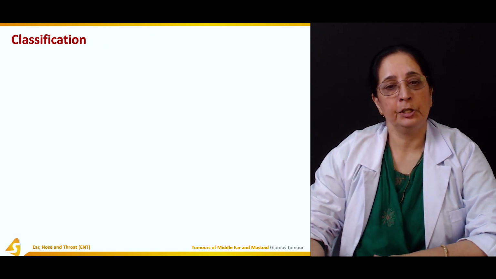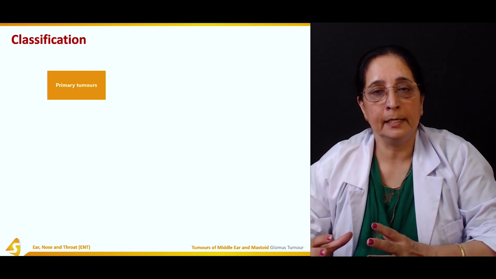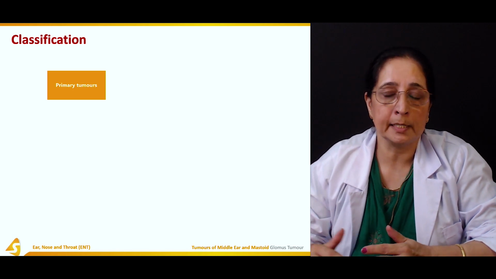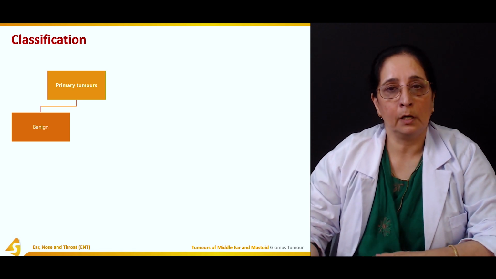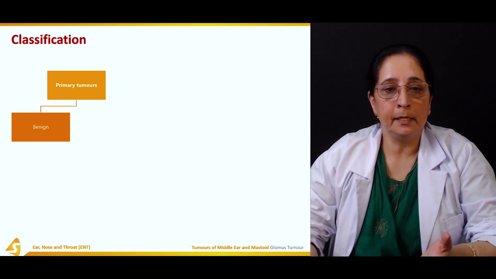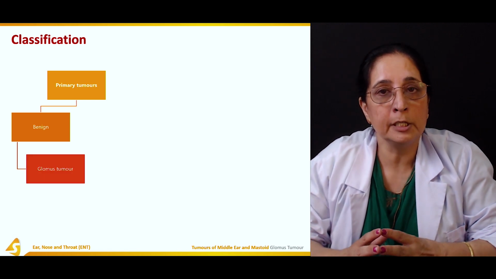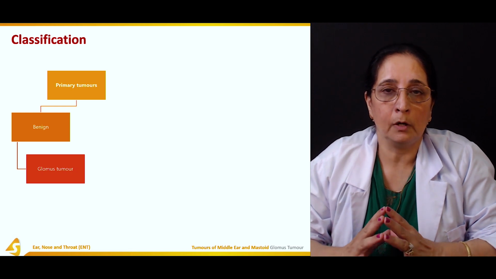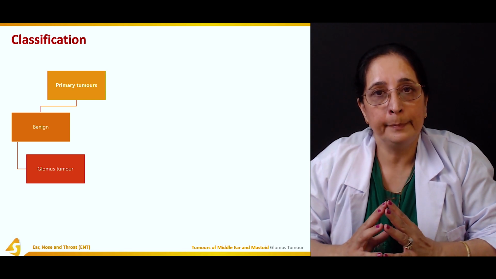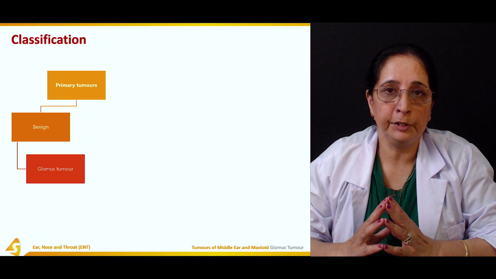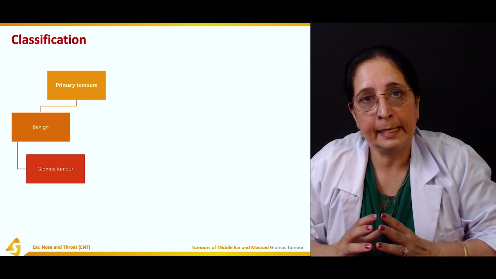First, the classification of glomus tumor. For the classification, first we divided it into primary tumors and the secondary tumors. The primary tumors, usually they can be benign, and the benign are the glomus tumor. So glomus tumor of the middle ear and mastoid are the benign tumors. So primary tumors, they can be benign and they can be malignant.